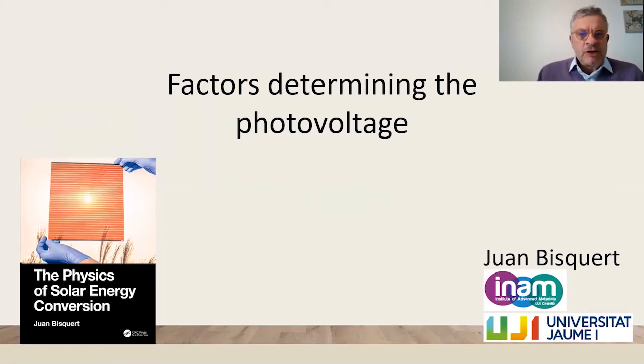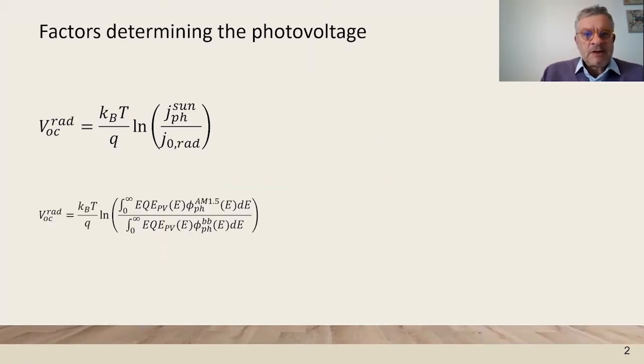In the course on the physics of solar energy conversion, we now study the factors determining the photovoltage. In the previous lecture, we obtained the expression for the radiative open circuit voltage that is determined by the radiation at one sun, represented by the photocurrent, and the radiative J0, which is the fundamental parameter for recombination, both depending on a single quantity, which is the photovoltaic EQE. So this gives us the maximum possible VOC depending on the properties of light absorption and carrier generation.